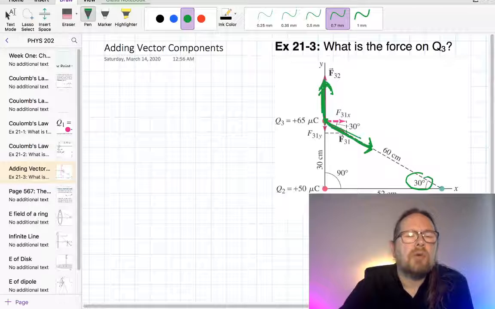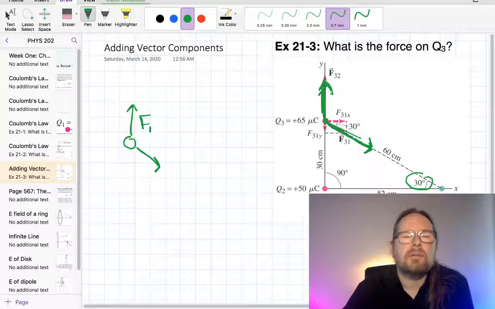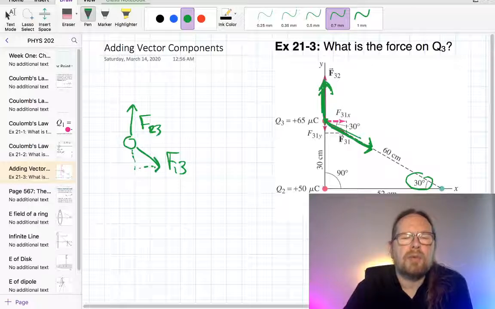So in order to find the net force on charge 3, we're going to have to add together this force and this force. So we can find those two forces, call it F23 and F13, individually. Then we'll have to break this force down into components and add those two together.